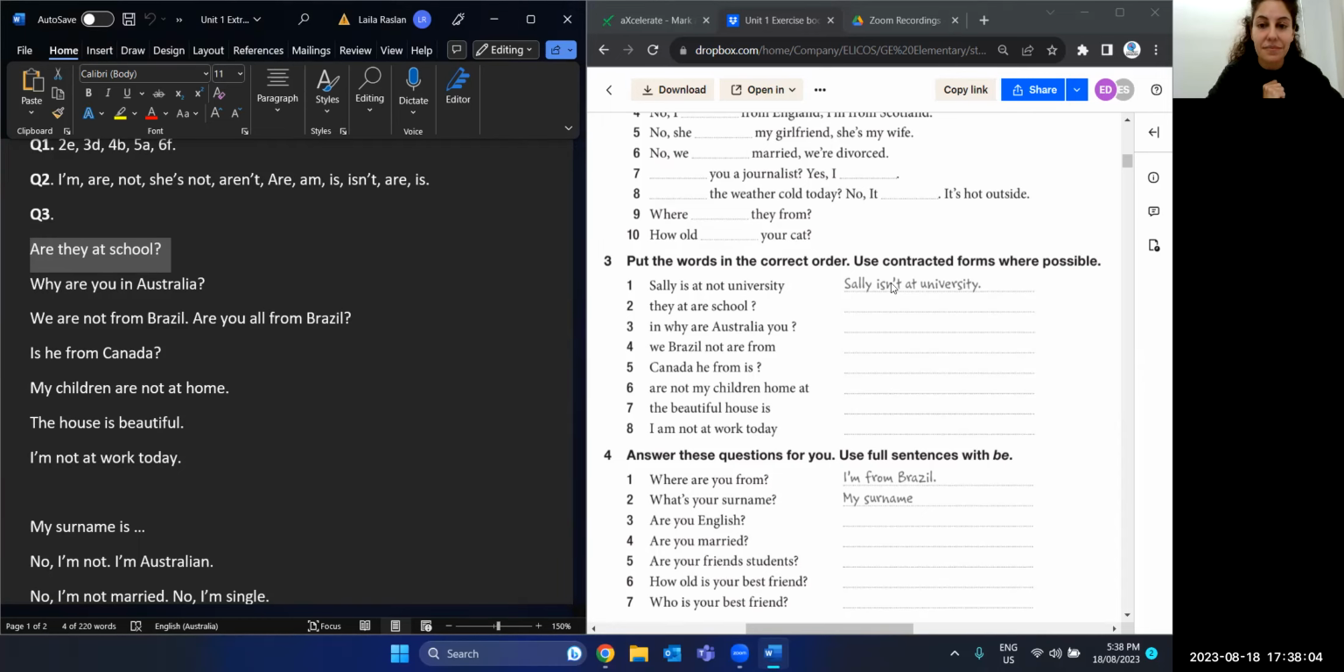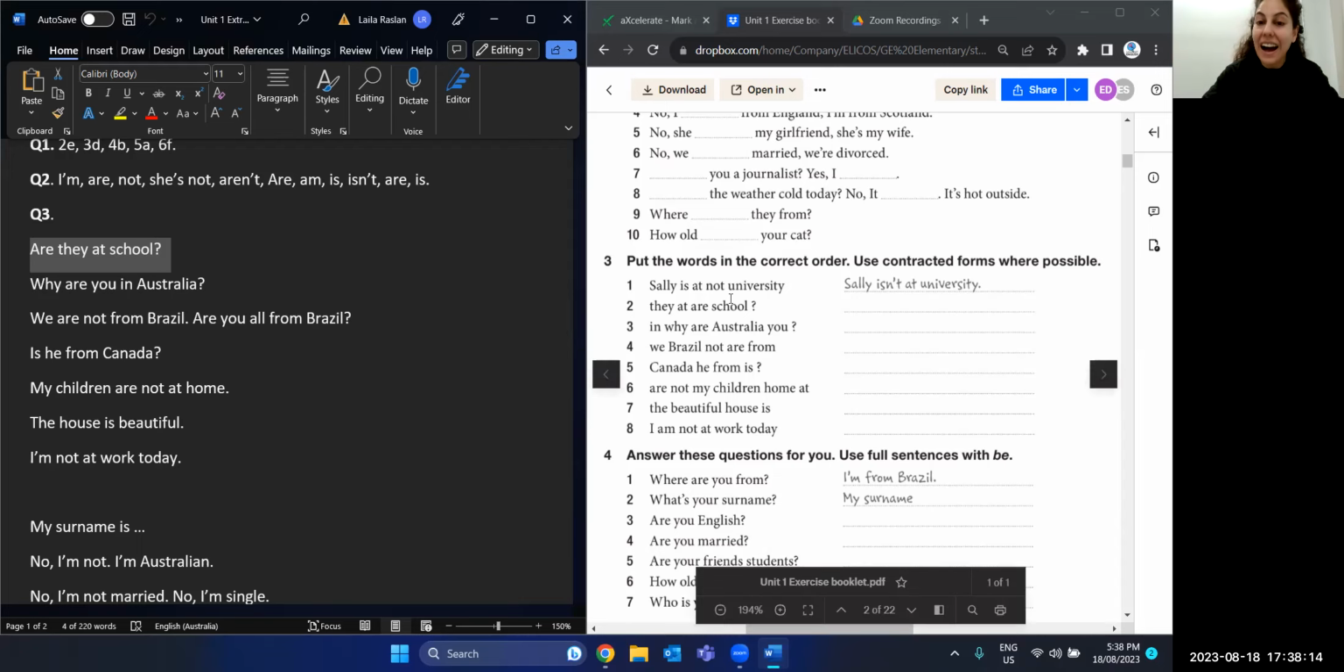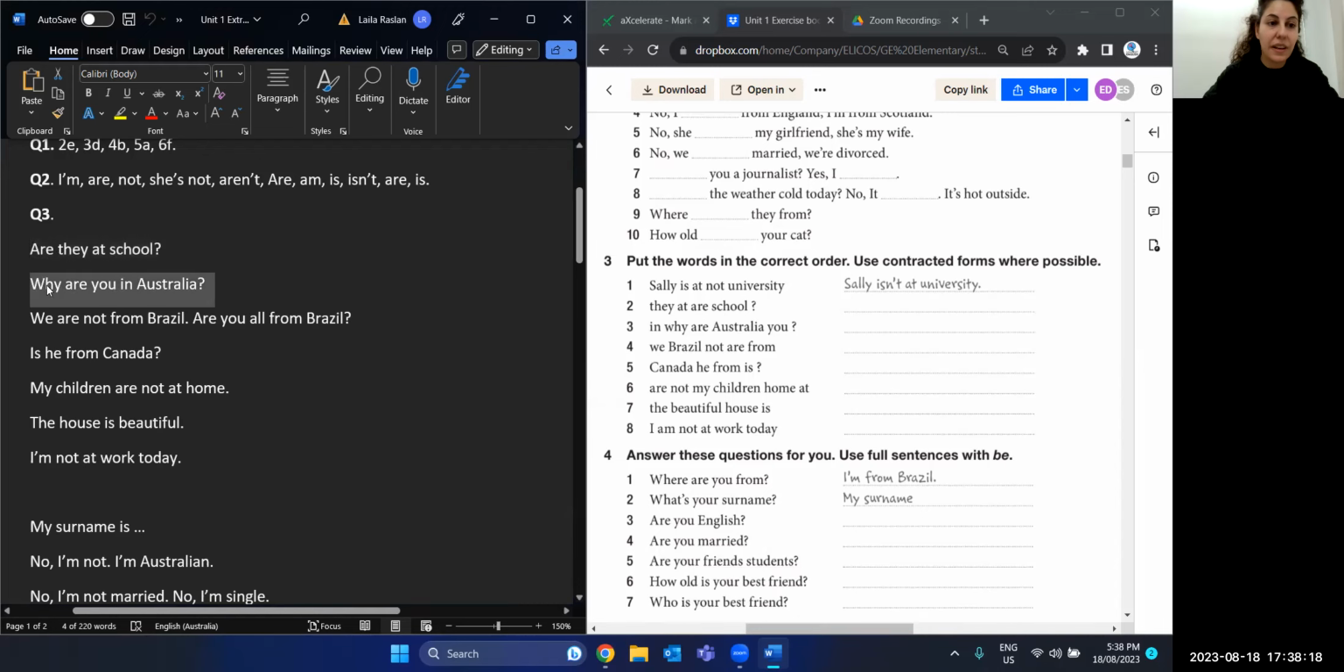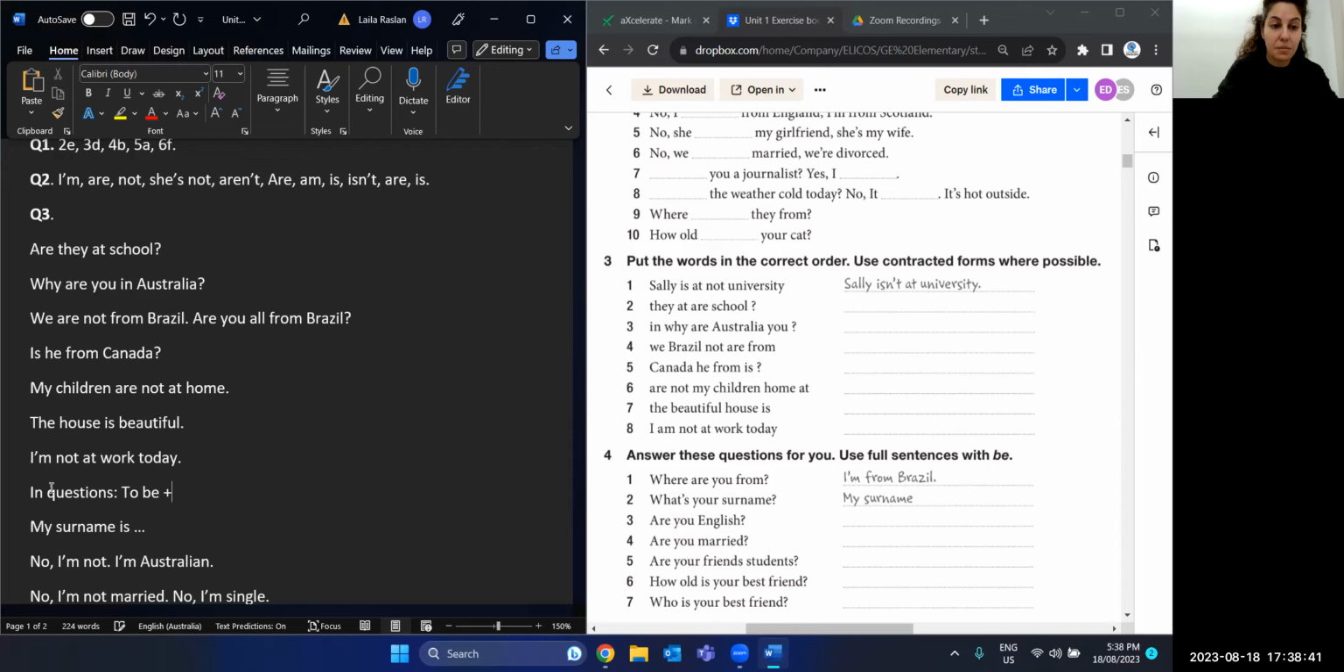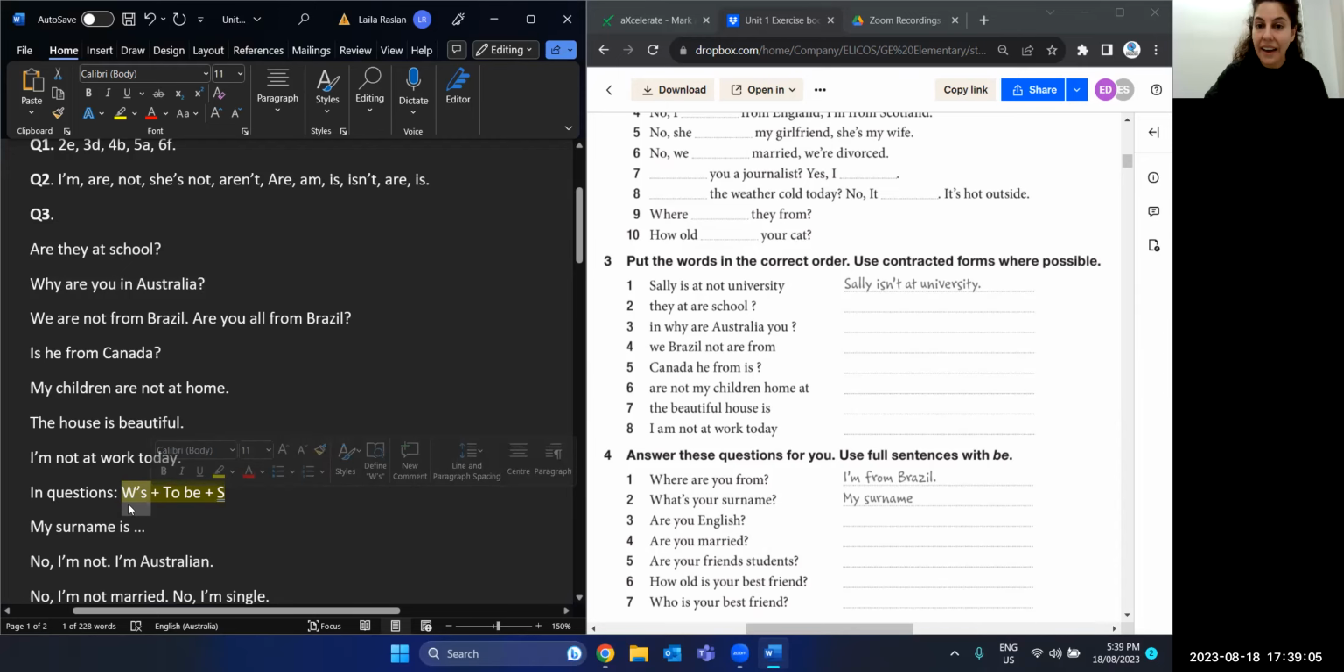Number 3. Yes, so it's a question with the W. So why are you in Australia? So the rule is one of the W's and then to be and then the subject. Same as the question before. To be in a question is always before the subject. So in questions, I'll write a note here: make sure it's to be first, plus the subject. But if you want, you can add one of the W's in the beginning. So you have to follow that structure for a question. So to be is always before the subject in a question. And then if you want, you can add a W. What are you doing? Why are you in Australia?